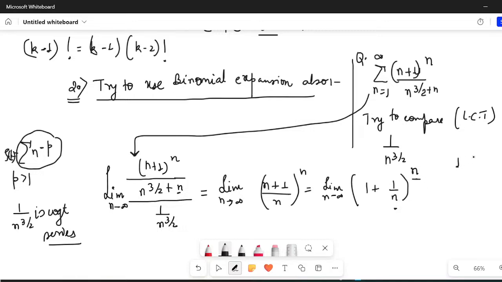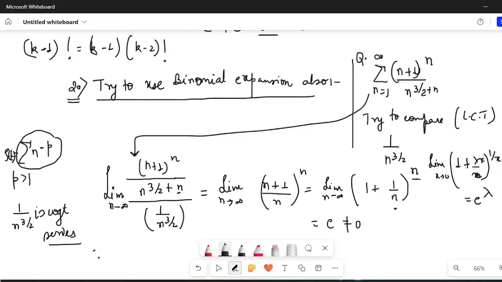If you remember, there was a limit in standard 12 that teachers used to teach you: limit x tends to 0, (1 plus lambda x) raised to power 1 upon x is e raised to power lambda. So if you want to find this limit, this will be e. Certainly this is a non-zero limit. So this particular series and this particular series behave alike.